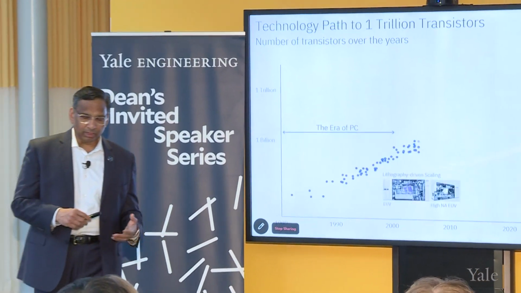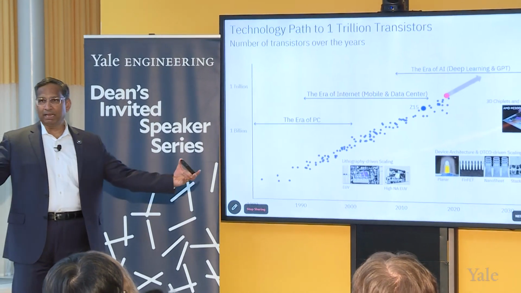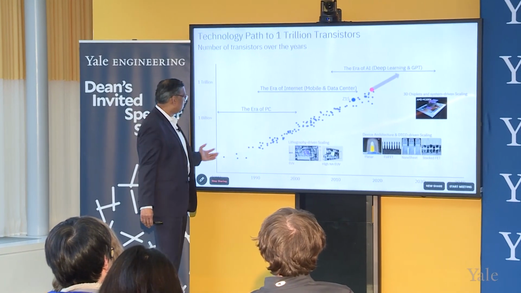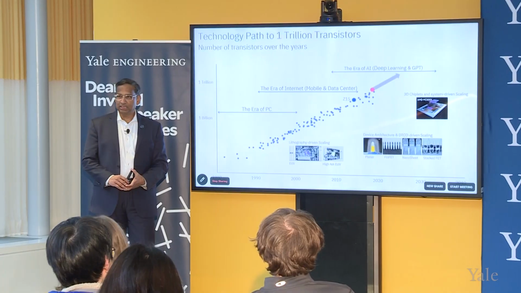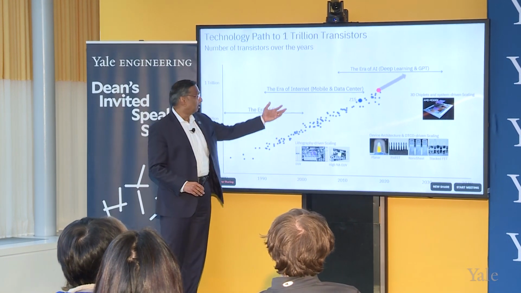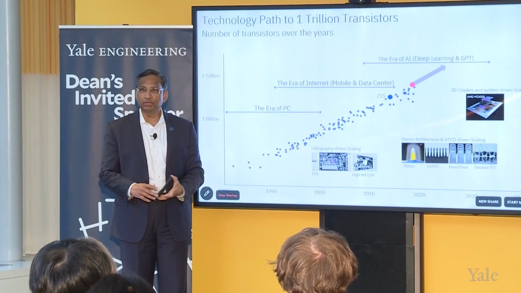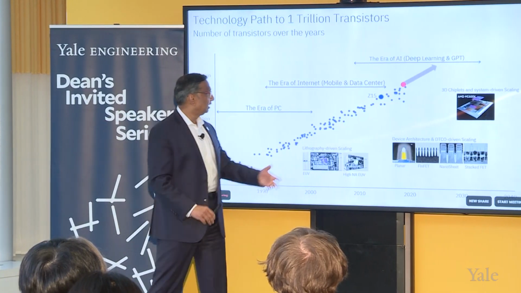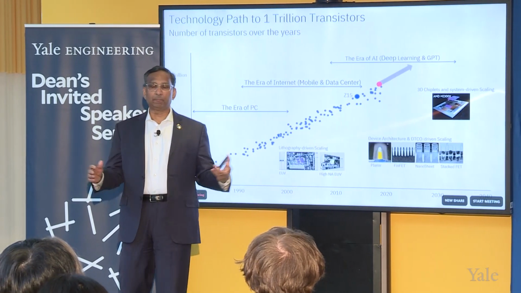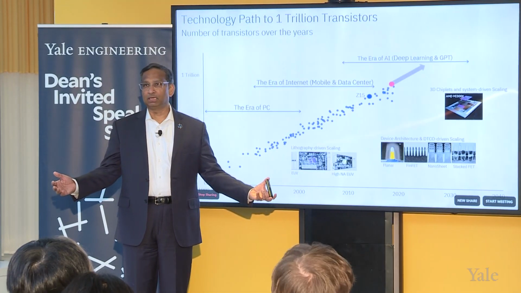Now I will go a little bit more into specifics of technology. As you can see, there is always a workload that drives technology forward. There was an era of the personal computer, which drove miniaturization to, let's say, 1 billion transistors on a chip. Then came the era of mobile phones and data centers, which drove further miniaturization, and the most advanced chips these days are built using 50 to 100 billion transistors on a single chip.